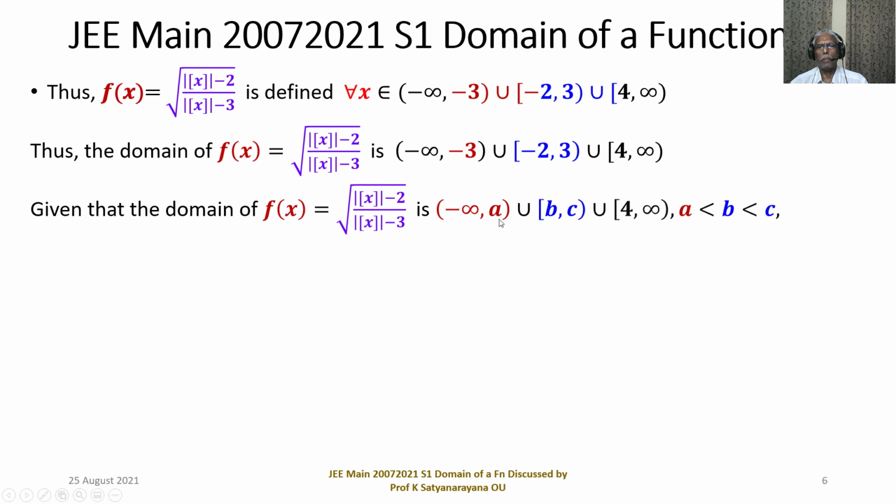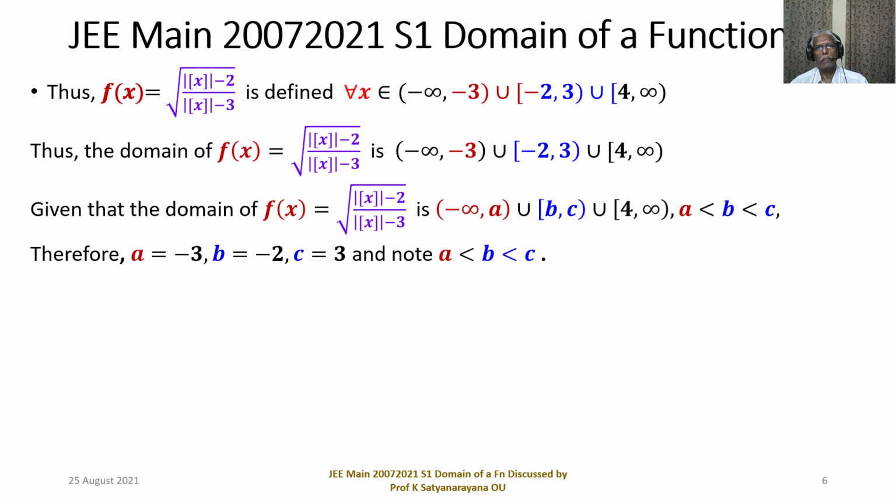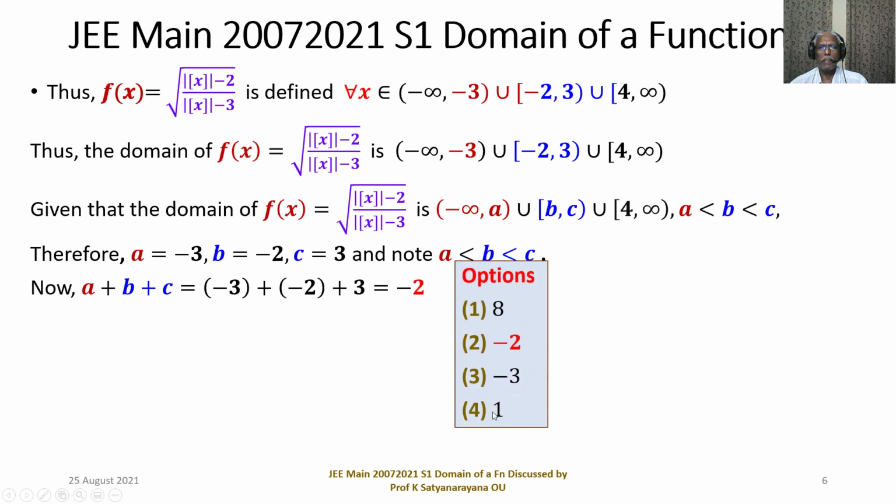Now we compare with our answer. a is -3, b is -2, c is 3, and obviously -3 < -2 < 3, so the conditions are satisfied. Therefore a = -3, b = -2, c = 3. We have found the domain and the values of a, b, c required to find a + b + c. a + b + c = -3 + (-2) + 3; the 3 and -3 cancel and the answer is -2. The four options are here and our answer -2 is against option 2. So our final answer is option 2.